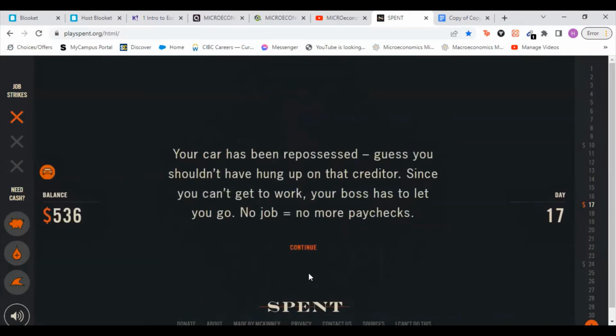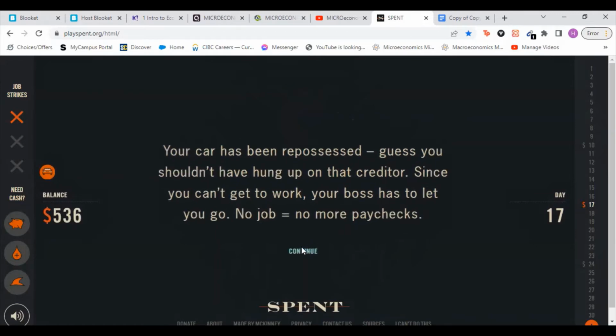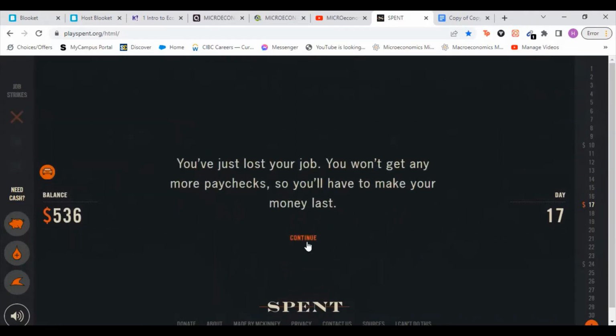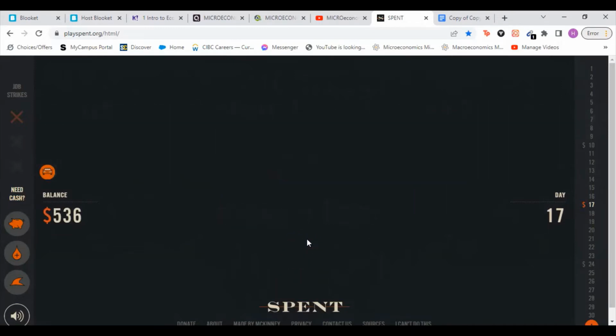Car has been repossessed. Guess you shouldn't have hung up on the creditor since you can't get to work. Boss let you go on a job and no paychecks.